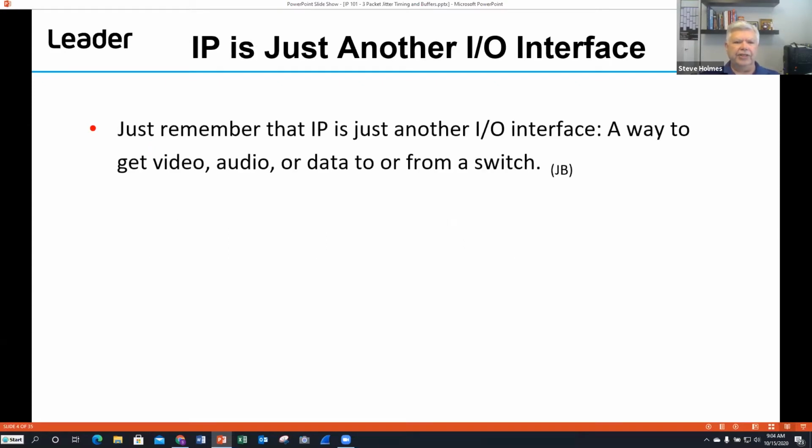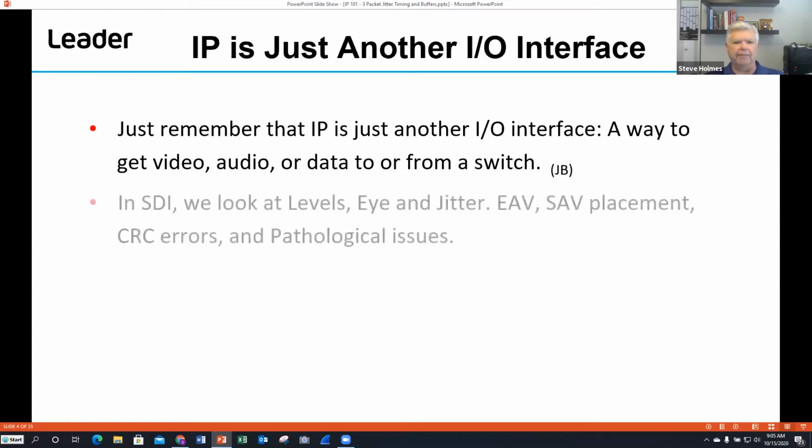One of the things you need to remember about IP is it's just another I/O interface. It's just another way to get video, audio, and data to or from a switch, just as we do with a router or a switch in SDI today. It's just on a different transport medium. It's doing the same exact job.